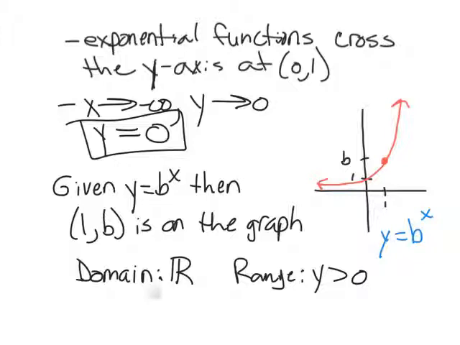Finally, my domain is going to be all reals. I can replace x with any value I want and it will yield an answer. My range, however, is going to be greater than 0 because I have that horizontal asymptote, and I cannot create a negative value no matter what value I substitute in for x.